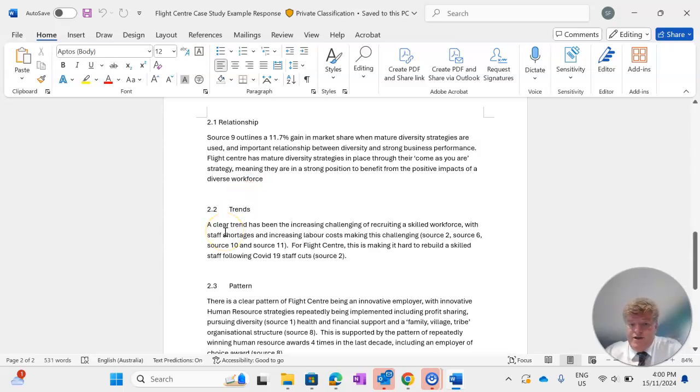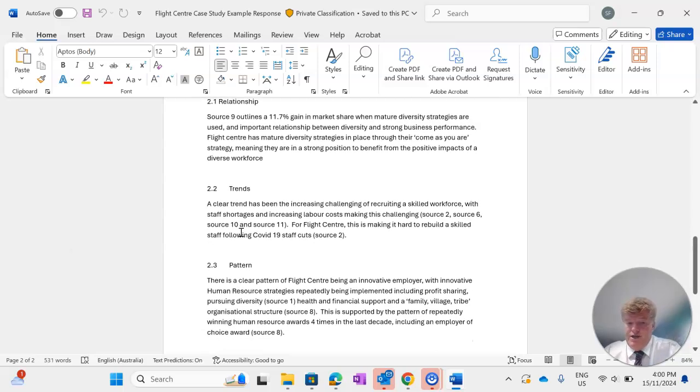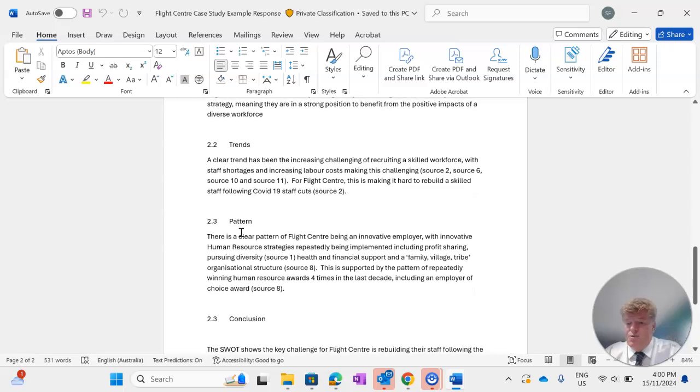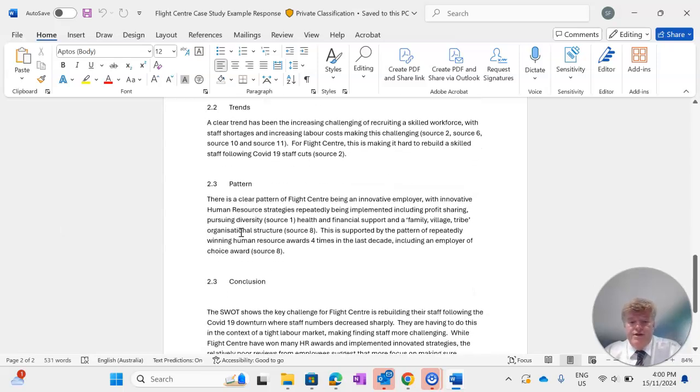What does that mean now? They're in a strong position to benefit from the positive impact of a diverse workforce. Trends. A clear trend has been the increasing challenge of recruiting a skilled workforce, with staff shortages and increasing labour costs making this challenging. So I referred to the resources. What does this mean? What's the effect on the business now? For Flight Centre, this is making it hard to rebuild a skilled staff following COVID-19 staff cuts. There's two things working against them now. They cut their staff during COVID-19. It's hard to find staff now.